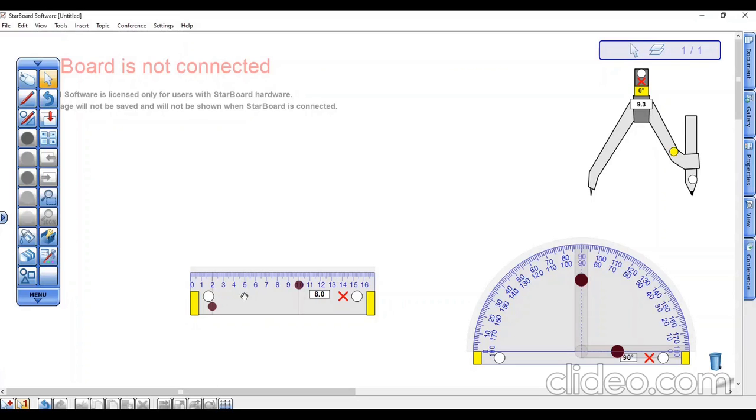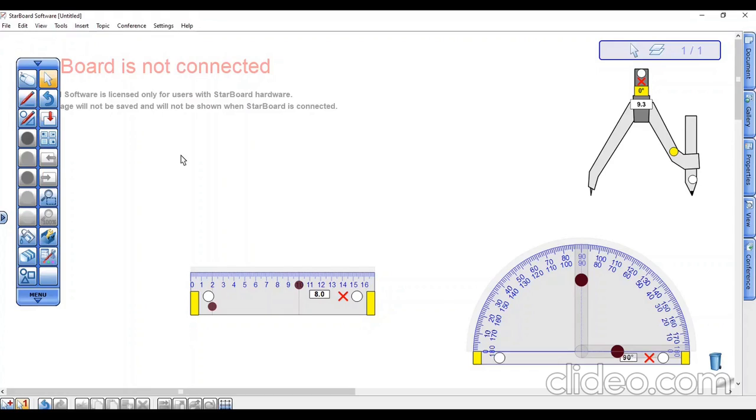Hello, good afternoon. In today's video, I'll be explaining how to construct bisectors. The first thing you need to understand is that a bisector is a way of cutting things into two equal parts. So we can bisect angles, we can bisect side measures.